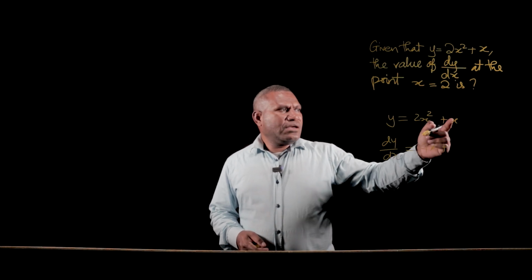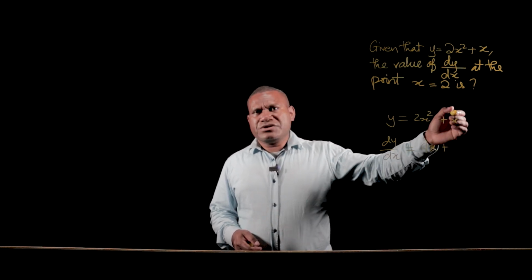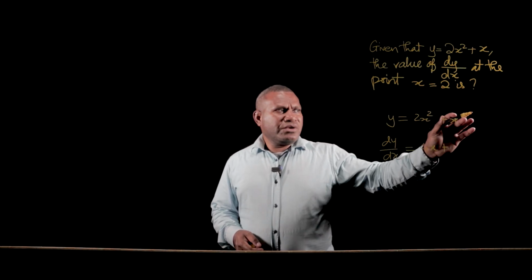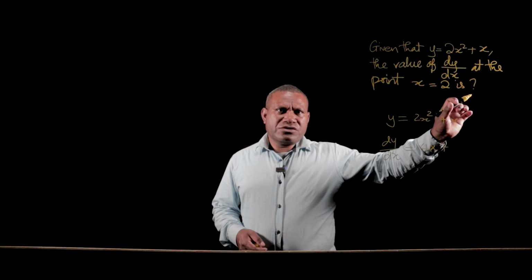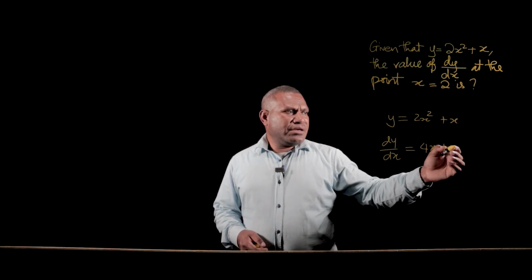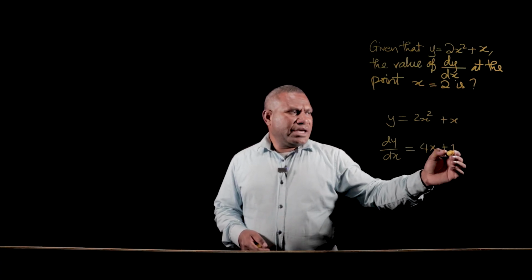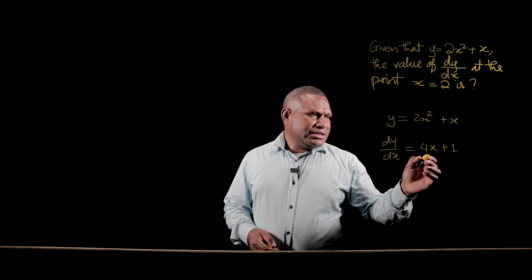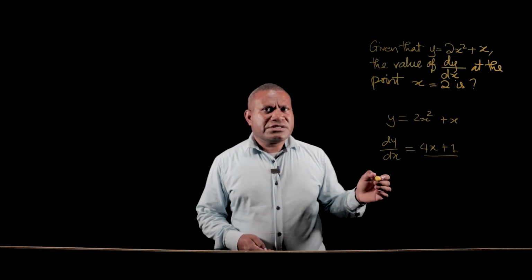Plus, bring the 1 in front. This is x raised to the power of 1, so 1 in front, multiplied by 1, it will be 1. Subtract 1 from the power, it will be x raised to the power of 0. So it is actually 1. Anything raised to the power of 0 is always 1. So this is the derived function or the gradient function.